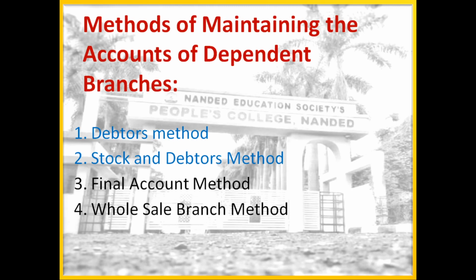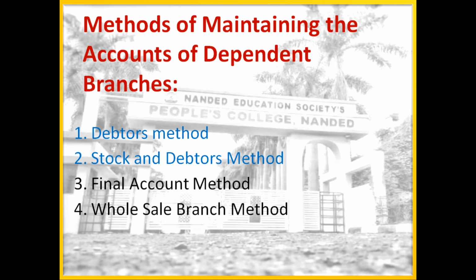The branch which does not maintain a complete record of its transactions is said to be dependent one. The head office may maintain the accounts of such branches according to any of the above methods. Now we are seeing the first method, debtors method.